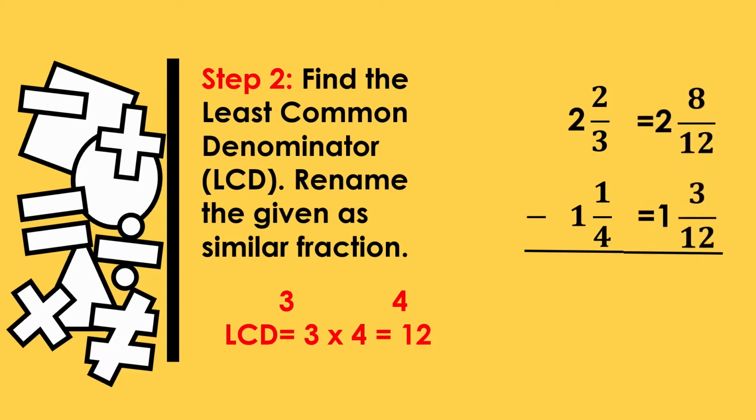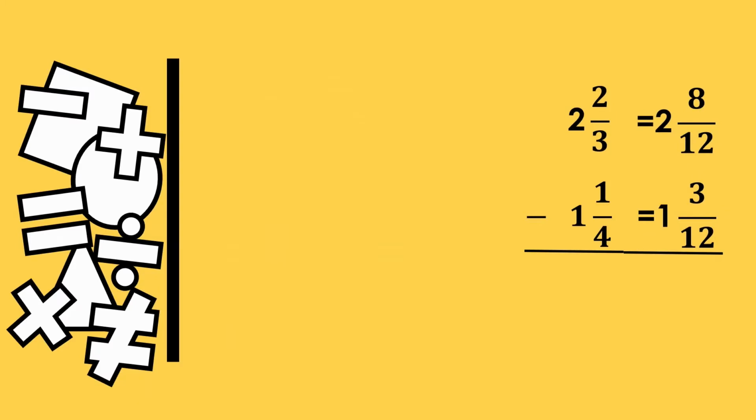The LCD is 12. 12 divided by 3 equals 4. 4 times 2 is 8. 12 divided by 4 is 3. 3 times 1 is 3. So, 2 2/3 is equal to 2 8/12. 1 1/4 is equal to 1 3/12.